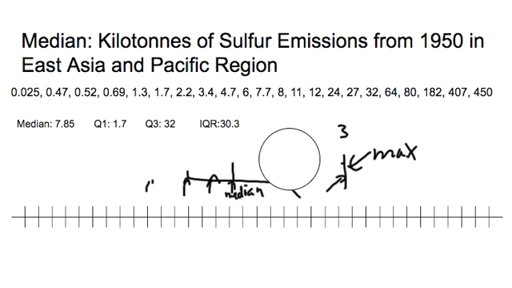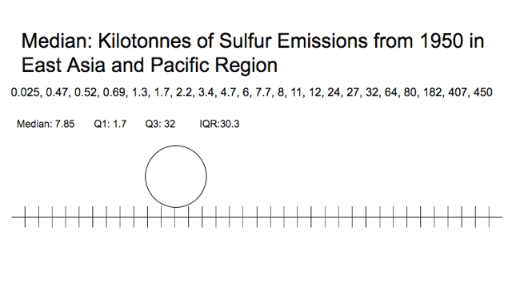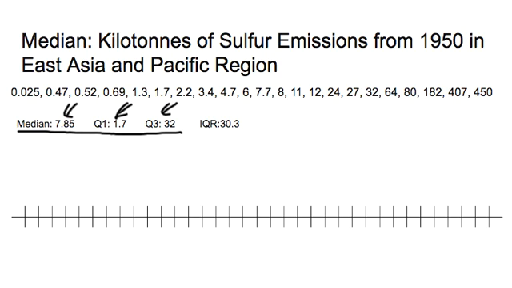Okay, and that's what we're going to be creating. We need to start by thinking to ourselves, I need 5 lines. Now 3 of the 5 things I need are right here. This is my median, this is my first quartile, my third quartile, and then the other 2 are my min and my max. Now on this particular set of data, my min is 0.025, so almost 0, and my max is 450.